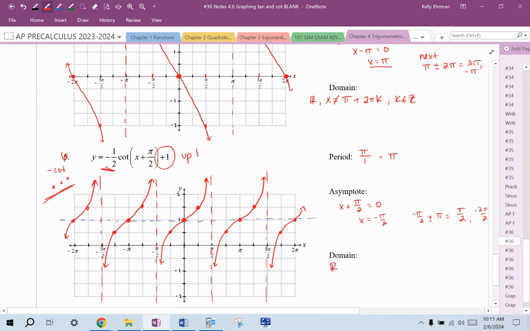What's the domain? All real numbers. X is not equal to, first one I found was negative pi over 2, plus the period, pi times k. Now, I keep picking the asymptote that I found. For any of these domains, it would be correct if you picked any other vertical asymptote you have. You could say 3 pi over 2 plus pi k. It doesn't matter as long as that first value is one of the vertical asymptotes you have. It would be wrong to say just pi k or like 2 pi plus pi k. It's got to be something you have an asymptote at.